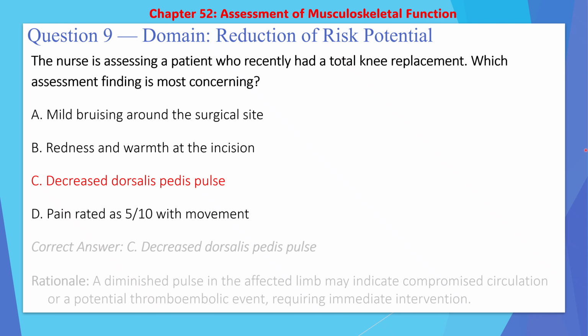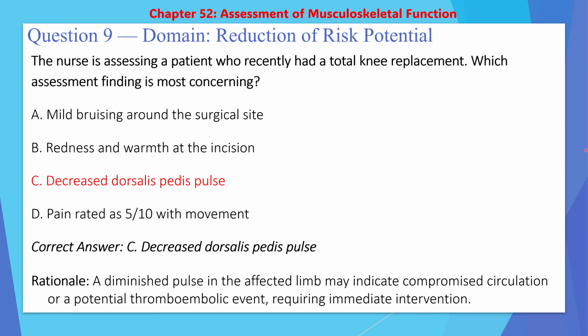The correct answer is decreased dorsalis pedis pulse, because a diminished pulse in the affected limb may indicate compromised circulation or a potential thromboembolic event requiring immediate intervention. So you might feel drawn to the other three, but we need to look for the pulse.